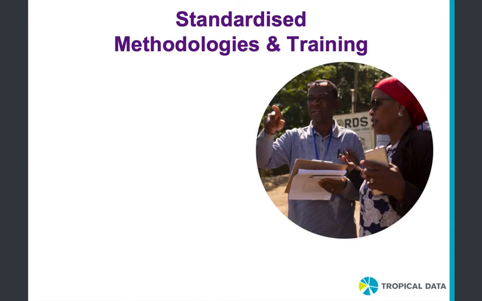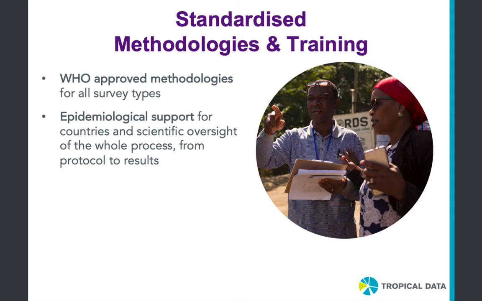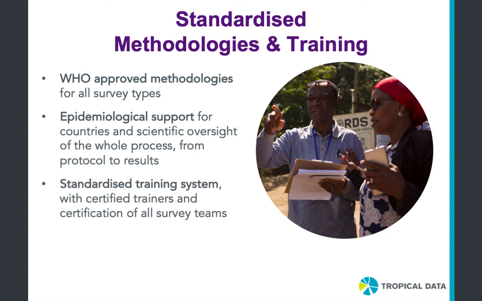Tropical Data ensures that surveys are conducted using WHO-approved methodologies and follow a standardized process. We want countries to have confidence in the methods used and in the data generated, and to have ownership of the process and data. Epidemiological support and scientific oversight are a key feature of the whole process, from protocol development to the provision of results. Our training system is also standardized, with a global network of certified trainers and a training package that helps prepare teams for fieldwork and data collection.